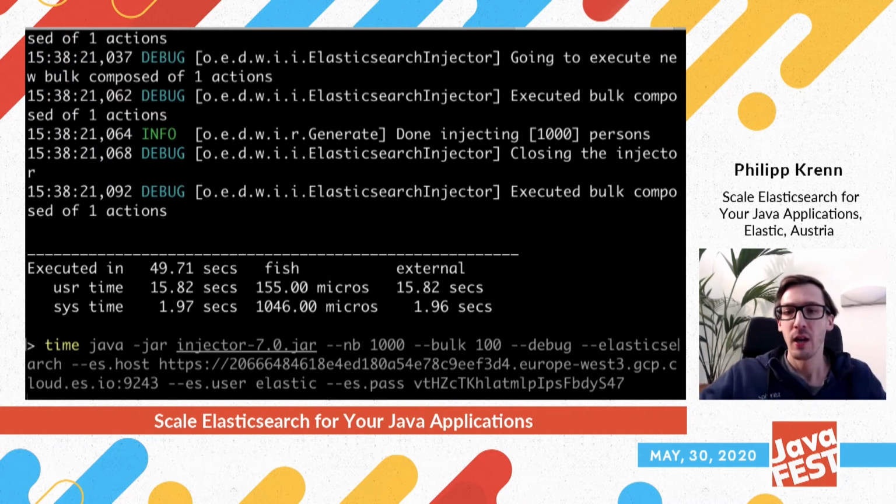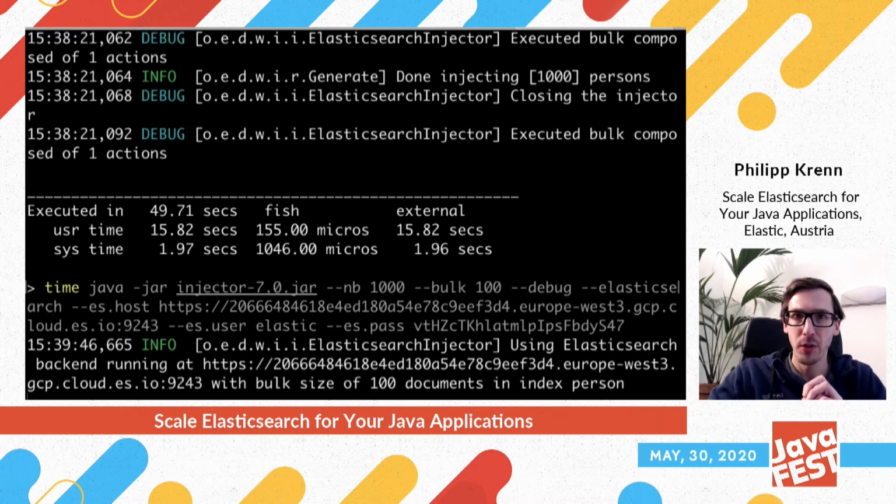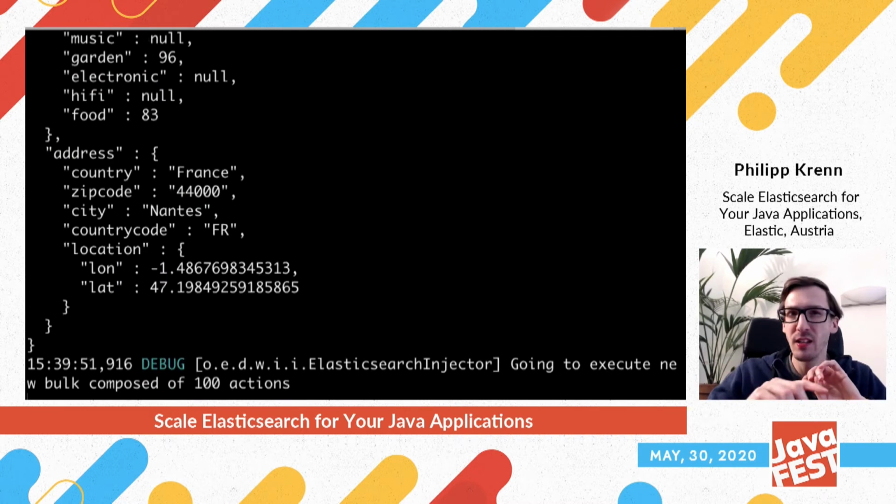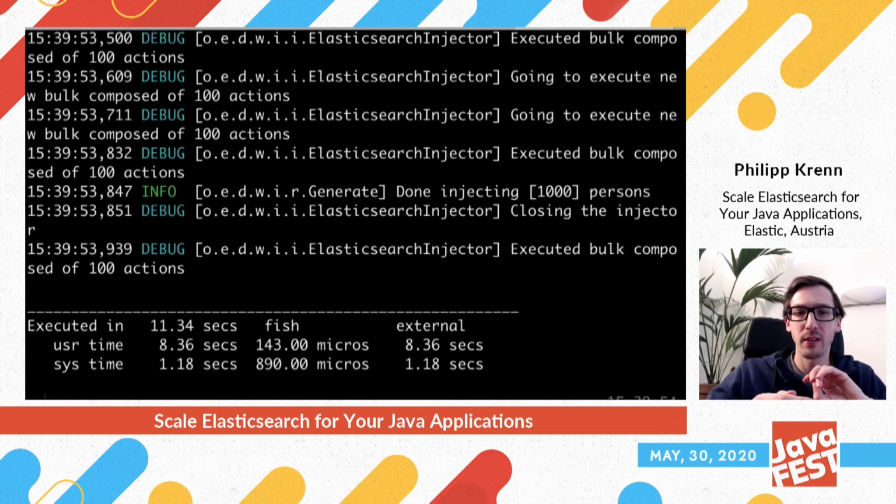So let's run this. How does a bulk request work in general? So rather than sending just one JSON document, it's a newline delimited JSON, NDJSON for short. And you can see this is much faster. Rather than taking 49 seconds, this now took 11 seconds. So this will save you a lot of performance.